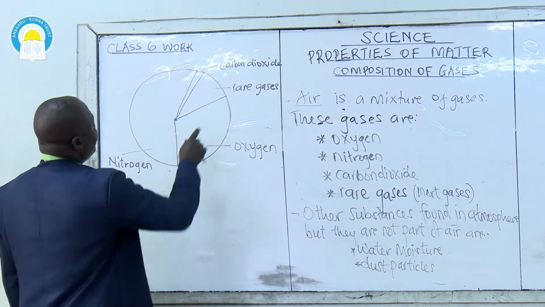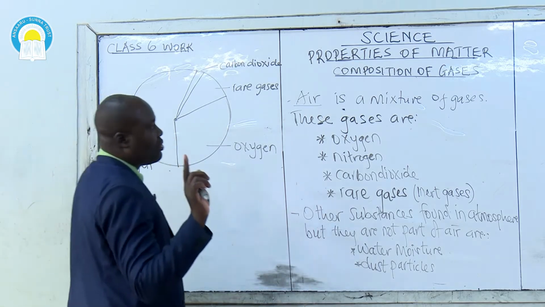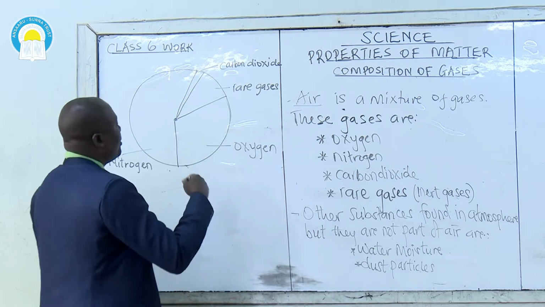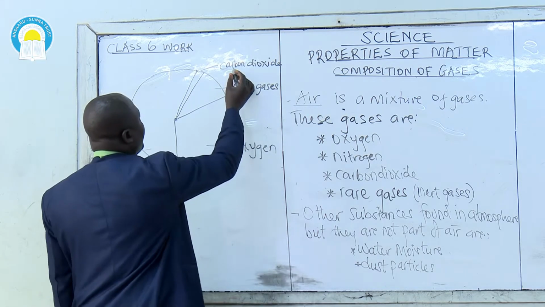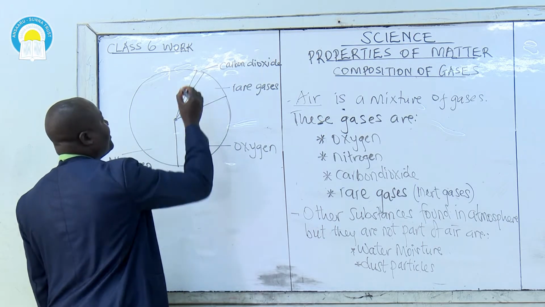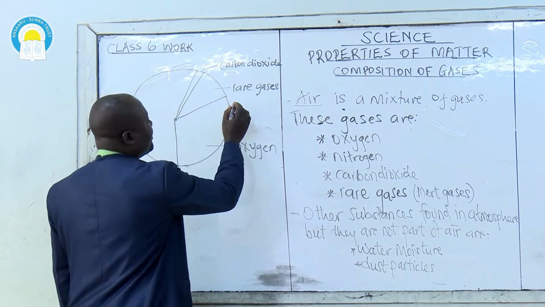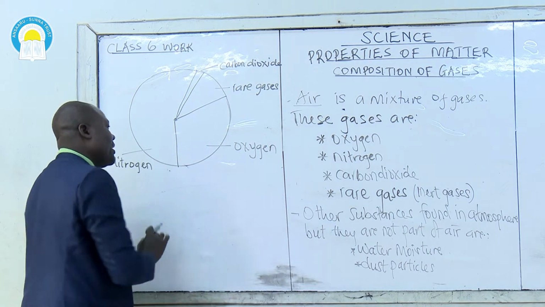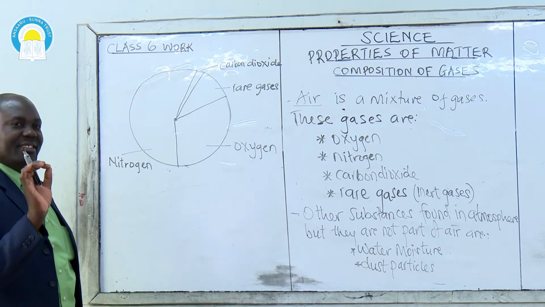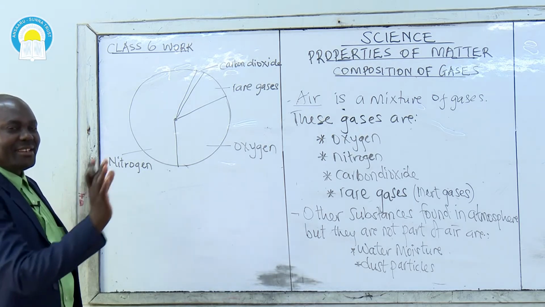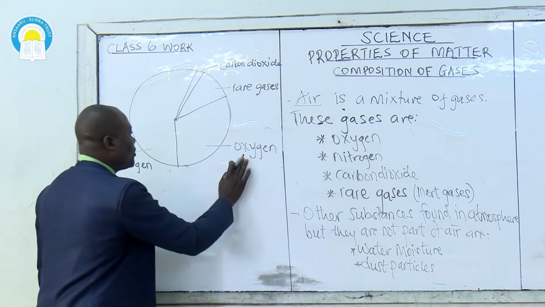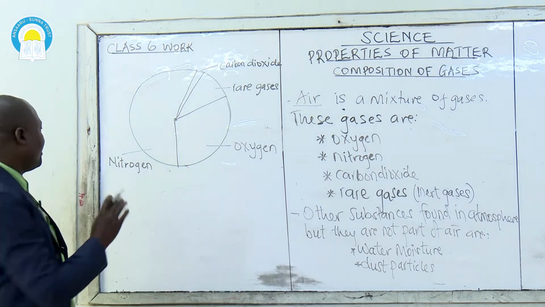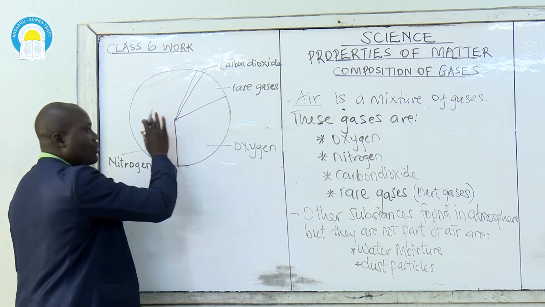I repeat, the pie chart here shows the composition, or a mixture, of air, which is the gases. We have number one, carbon dioxide, the smallest part. Number two, the second smallest is rare gases. Number three, the third smallest, or the second largest part, is oxygen, and the largest gas in volume or in percentage is nitrogen, which is this one here.